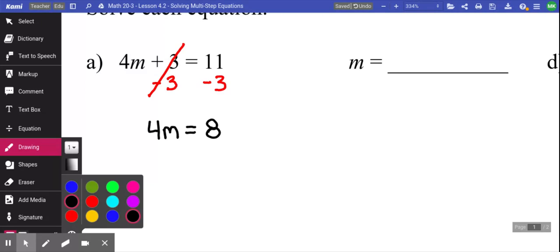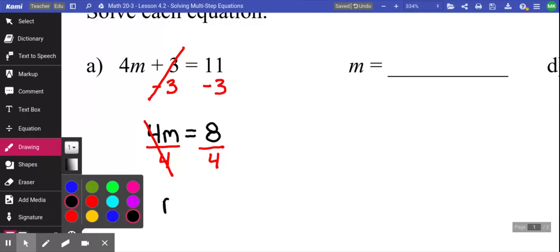This means 4 times m. Right? Like there's no symbol there, so it means multiplication. The opposite of multiplication is? Division. So we're going to divide both sides. Yeah, Jordan. Yep. 8 divided by 4 because you got to do it to both sides. You're now left with only m on the left and 2 on the right. So the answer to that question would be m equals 2.